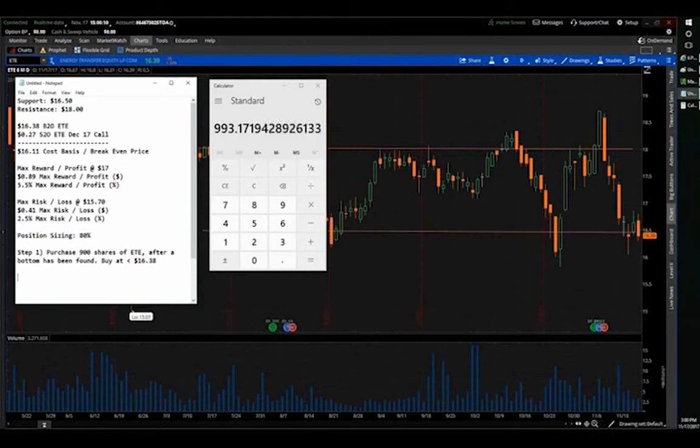Then I would create my step 2. Write 9 contracts of ETE December 17 calls. Here's the important part. After a top has been found, sell at greater than. Remember, whenever you sell something, you want to get a better price than you did. Sell at greater than 27 cents. That's what our analysis says.